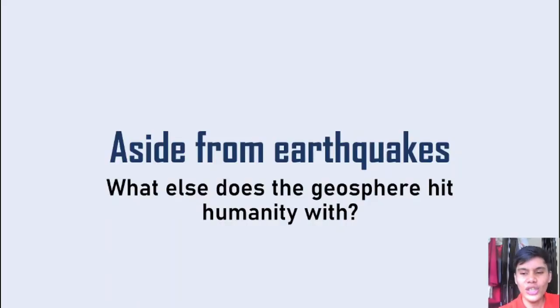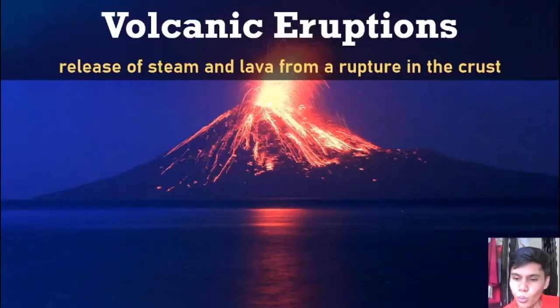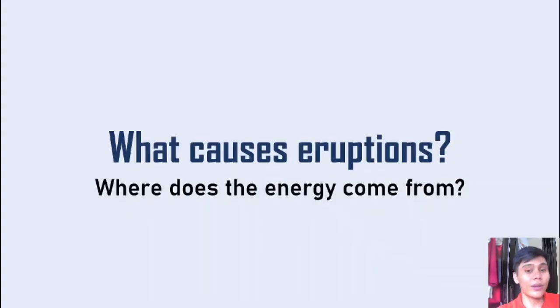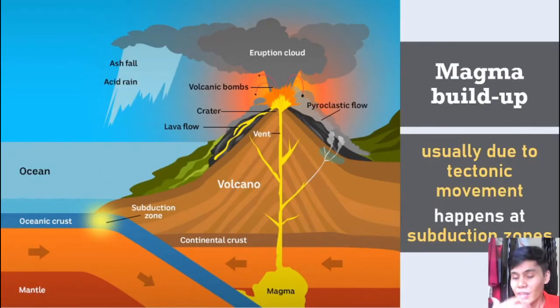It's not just shaking. So aside from earthquakes, what else does the geosphere affect us with? So we also have volcanic eruptions. It's the release of steam and lava from a rupture in the crust. So these eruptions are caused by energy coming from, of course, the Earth's interior. It's the buildup of magma. So it's usually, again, due to tectonic movement. You guys saw this in the seafloor spreading videos, that in subduction zones, the oceanic plate or oceanic crust gets partially melted into new magma that goes up and out of a volcano.